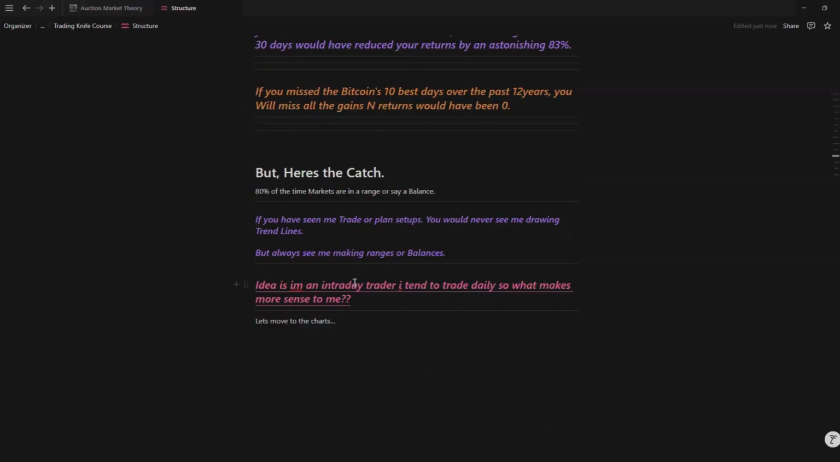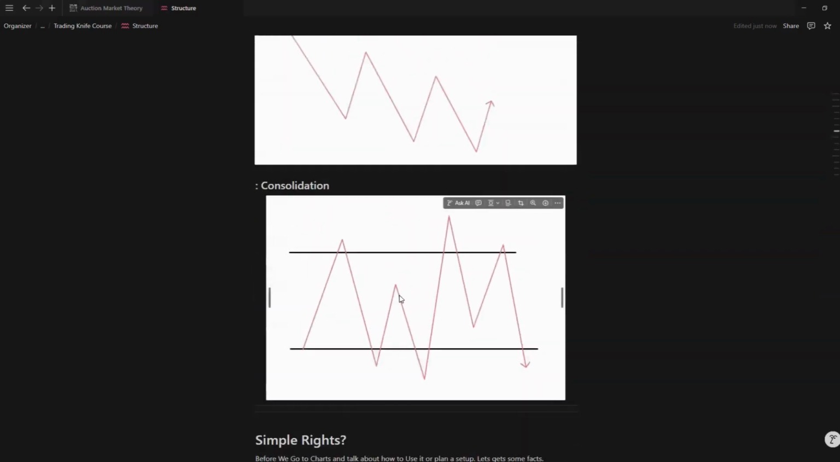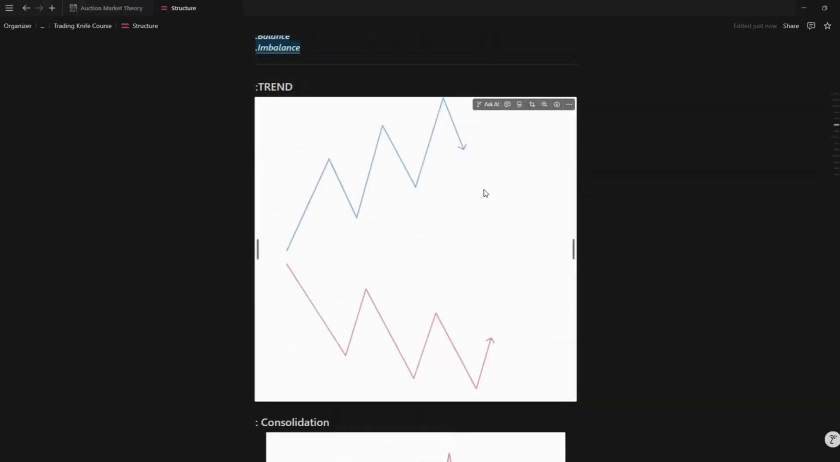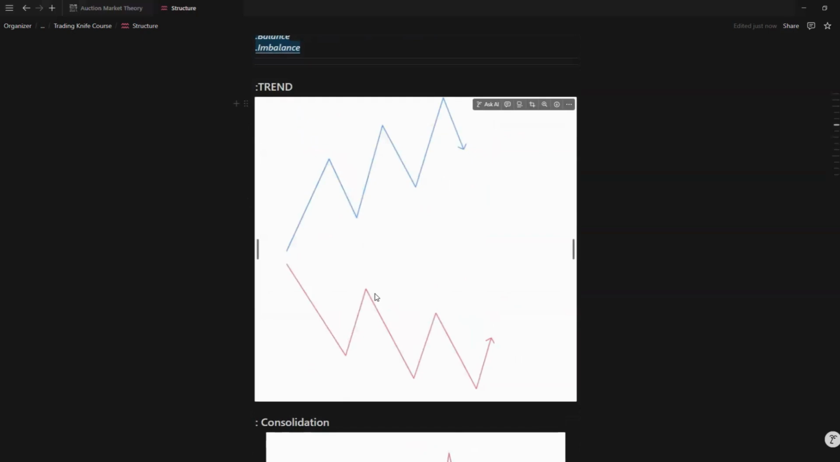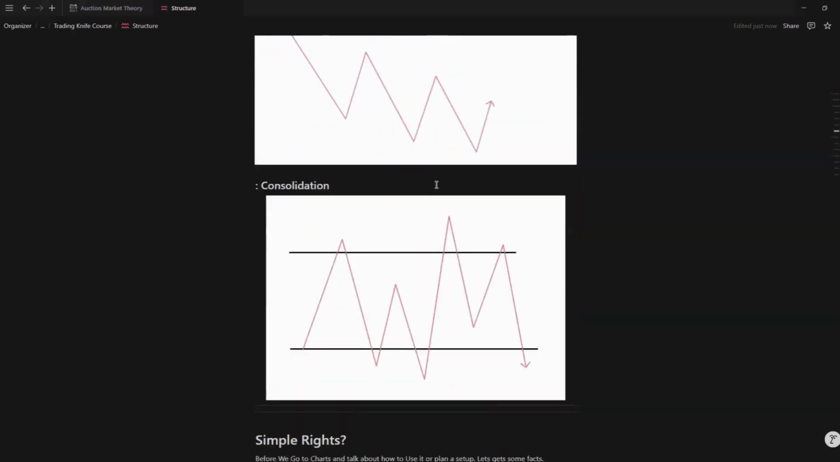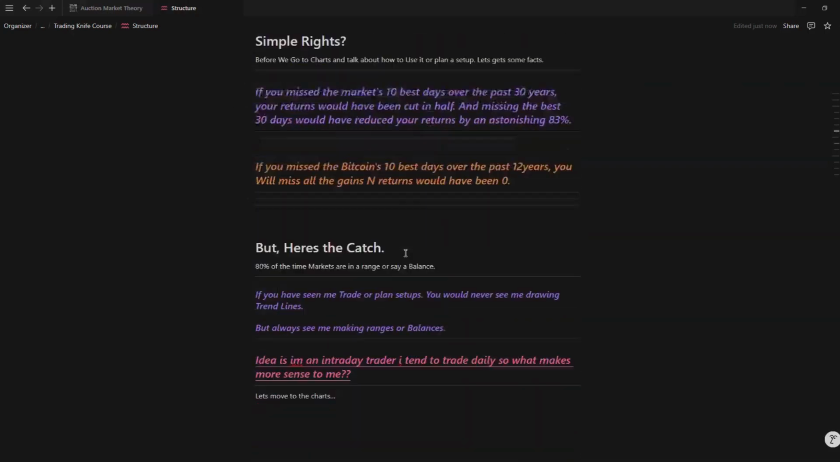So the idea is I'm an intraday trader. I tend to trade daily. So what makes more sense to me? Something that happens 80% of the time, or something that happens 20% of the time? As an intraday trader, I would go for what happens 80% of the time instead of what happens only 20% of the time. And even if I try to figure out a setup that gets me into trends, there's a very high likelihood that I wouldn't be holding a trade for those big percentage gains. So my conclusion was, let's go for the ranges, the balance or the consolidation days.